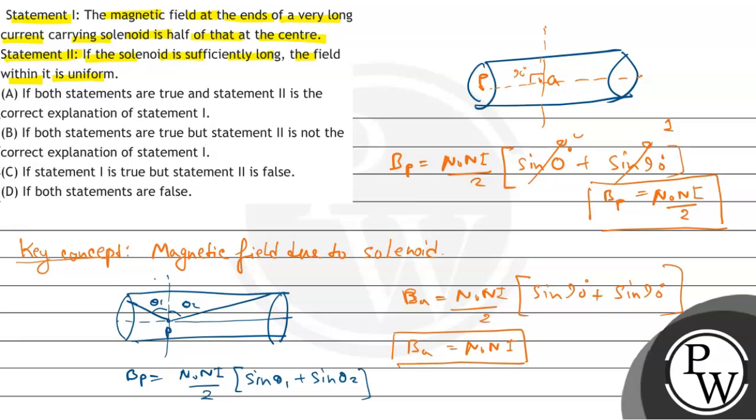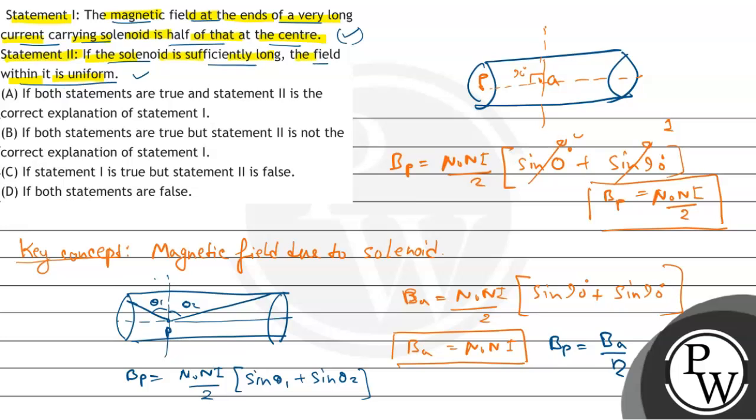So easily you can see here that B at P is half of B at Q. So our statement 1 is true. That is, the magnetic field at the end of a very long current carrying solenoid is half of that at the center. Now statement 2 says that if the solenoid is sufficiently long, the field within it is uniform.